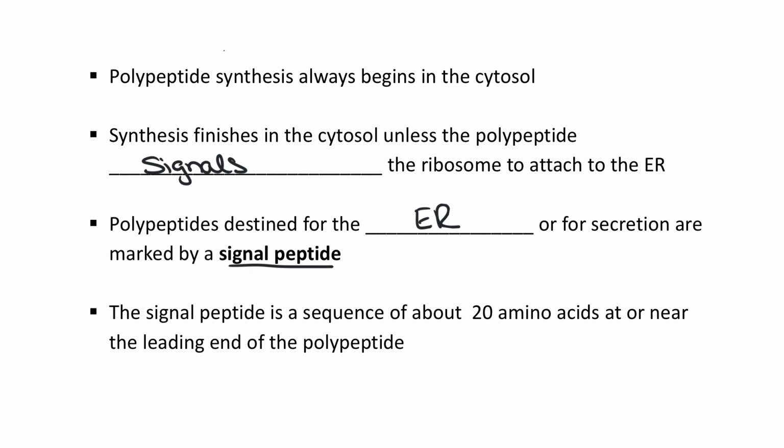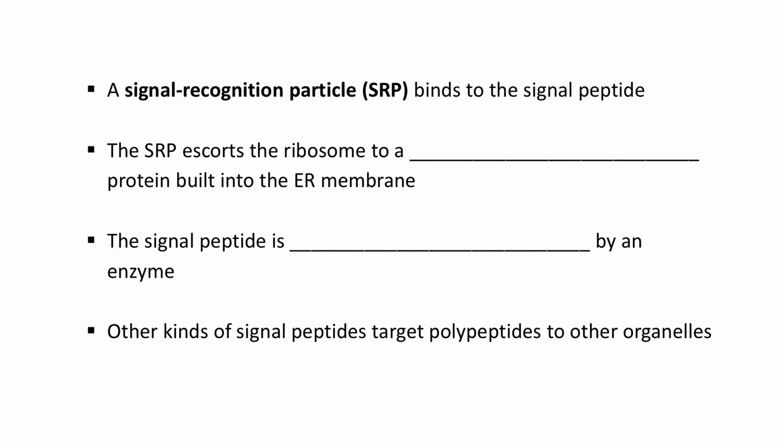The signal peptide is a sequence of about 20 amino acids at or near the leading end of the polypeptide. A signal recognition particle, or SRP, binds to the signal peptide. The SRP escorts the ribosome to a receptor protein that is built into the endoplasmic reticulum membrane. The signal peptide is removed by an enzyme. Other kinds of signal peptides target polypeptides to go to other organelles.